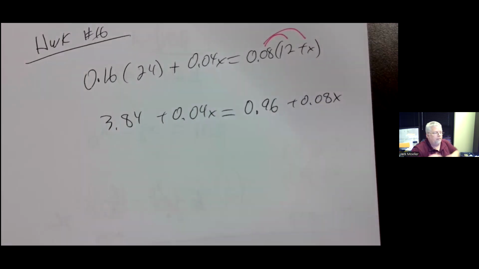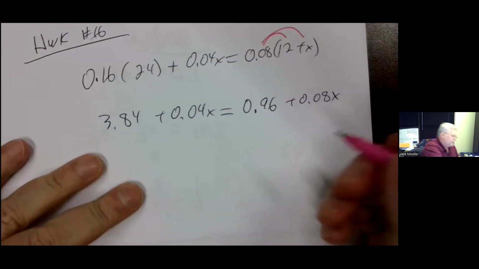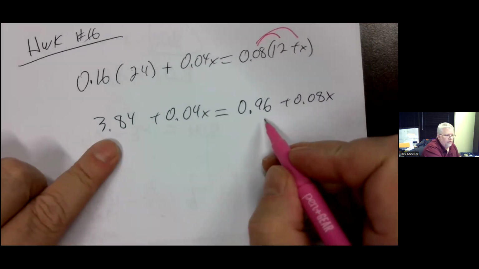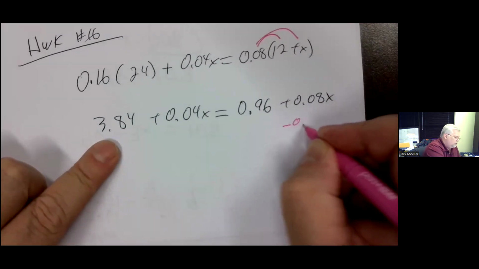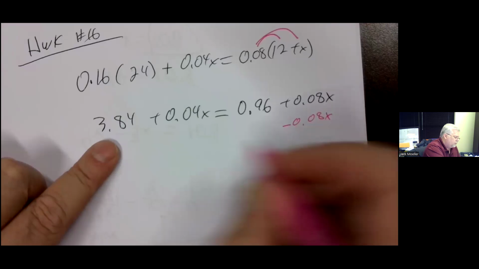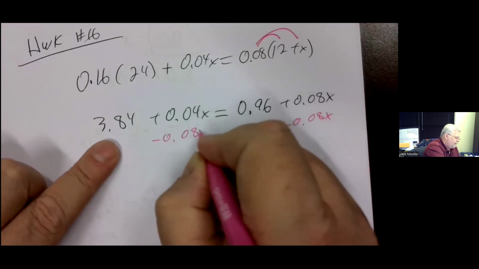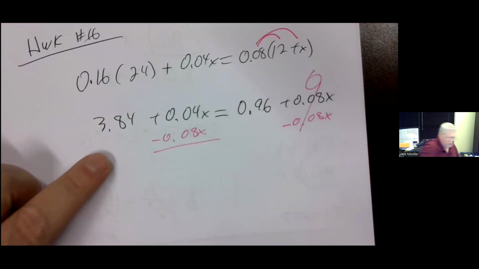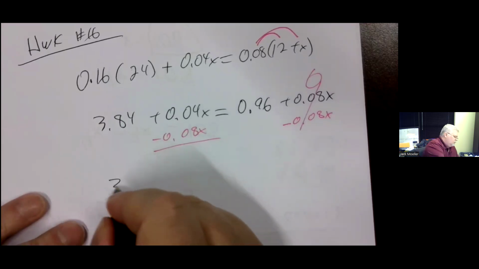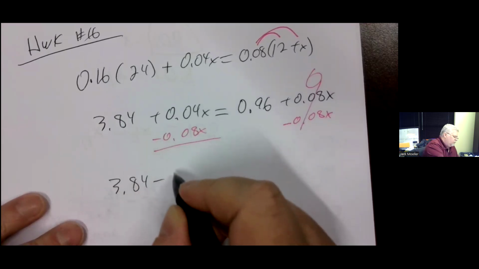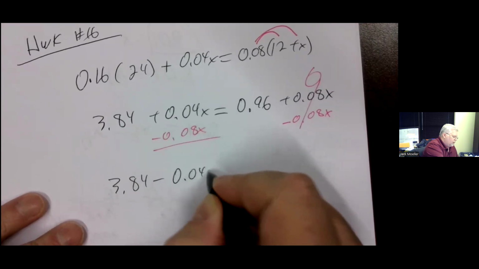All right. So again, I like to move my variable terms first. You can move your 3.84 first if you want. But to get rid of my variable on the side, I'm going to subtract 0.08x. 0.04x. Now that's a minus 0.04x.